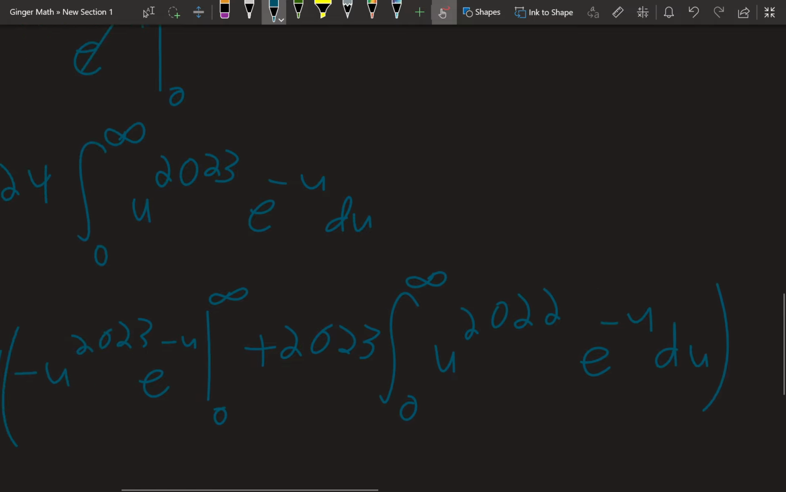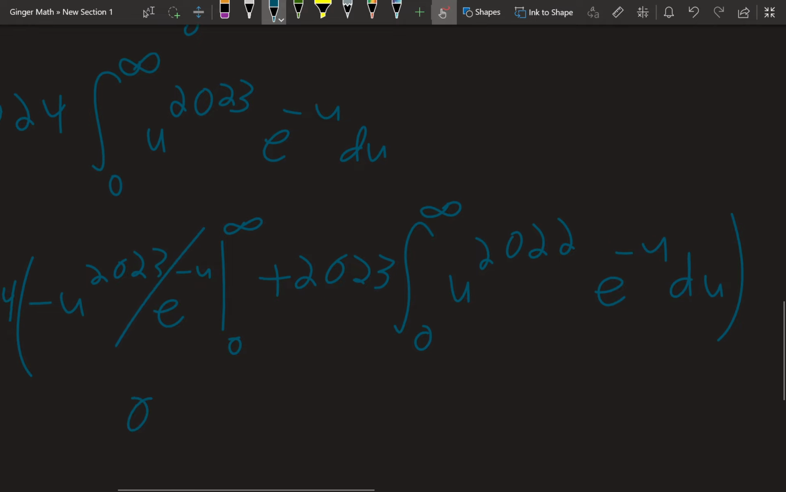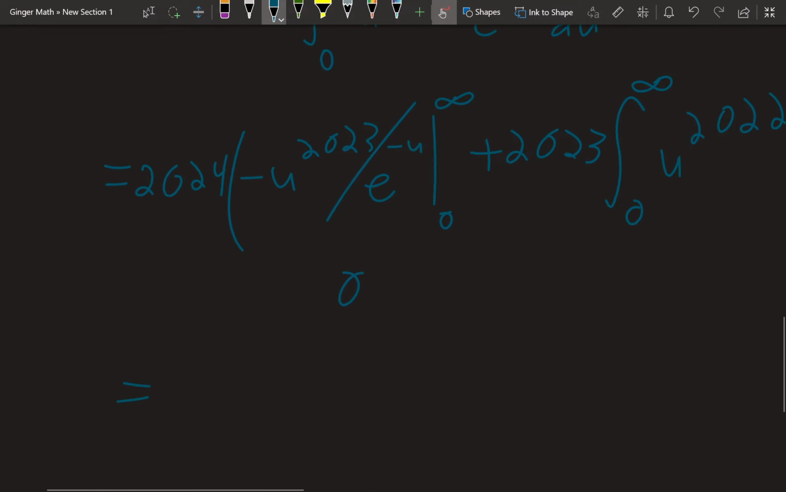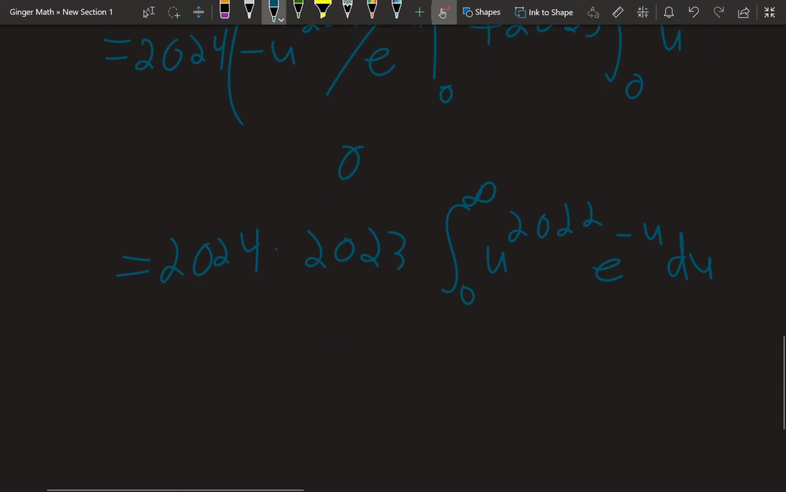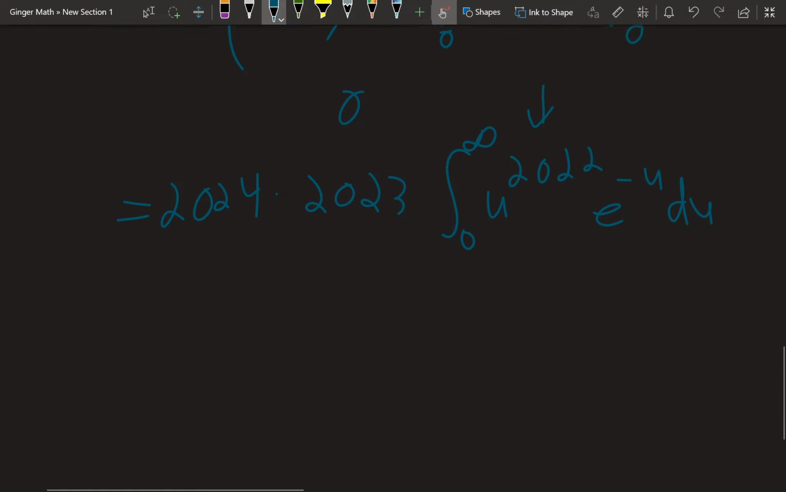And again, this term is just 0 here. So what we have here is just 2024 times 2023, and then times our integral of u to the 2022 e to the minus u du. Well, if we just continue the pattern, eventually we're just gonna get down to where this right here is 0, and the integral from 0 to infinity of e to the minus u du is just 1. I'll leave that as an exercise for the viewer.